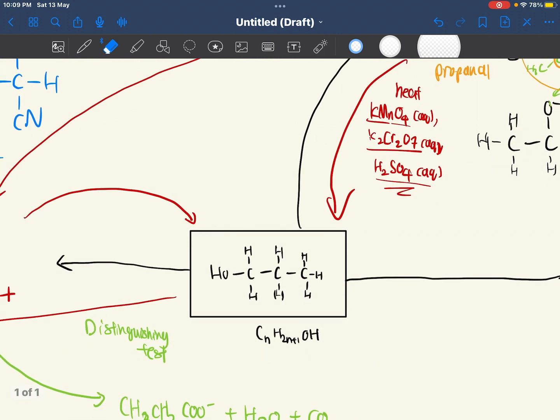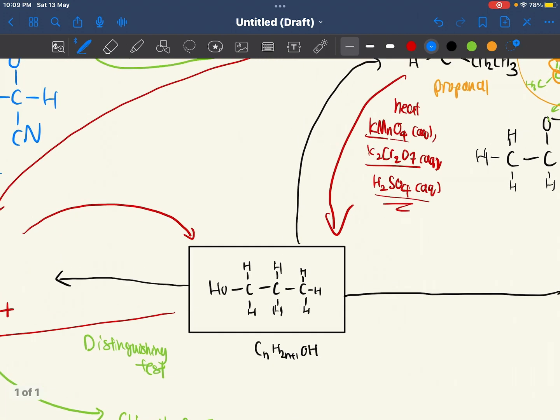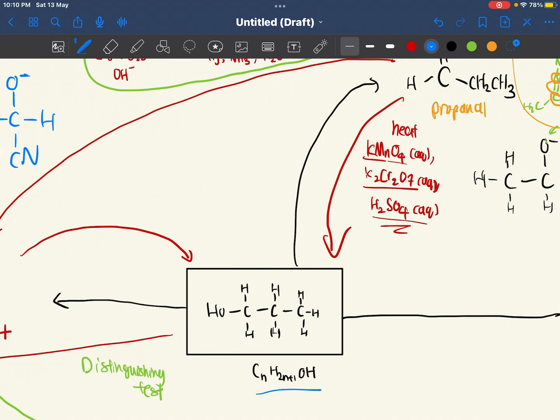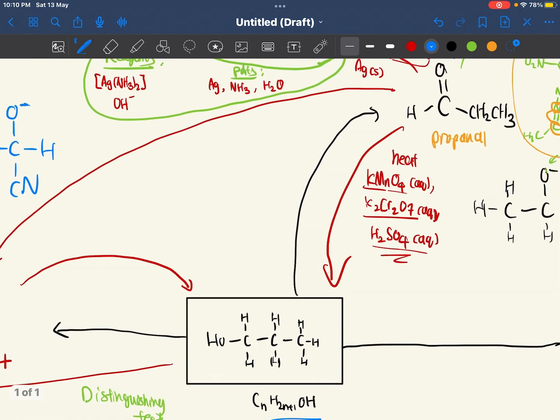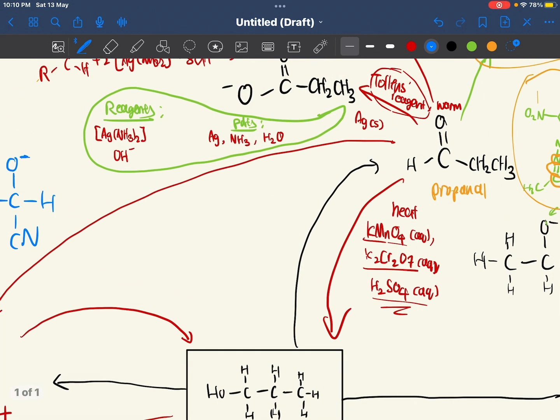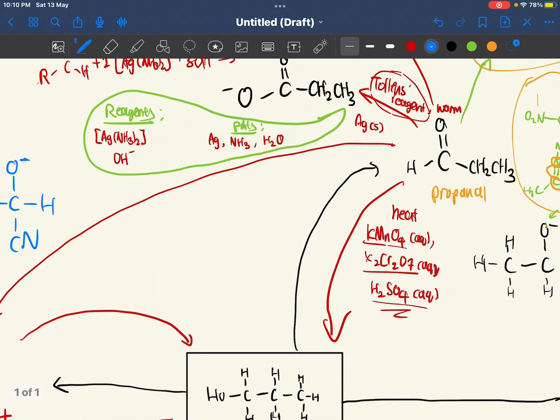CnH2n+1OH, that's the general formula. This is propanol. You don't need to write propan-1-ol because the OH is on the first carbon here. Right, so just a quick one.